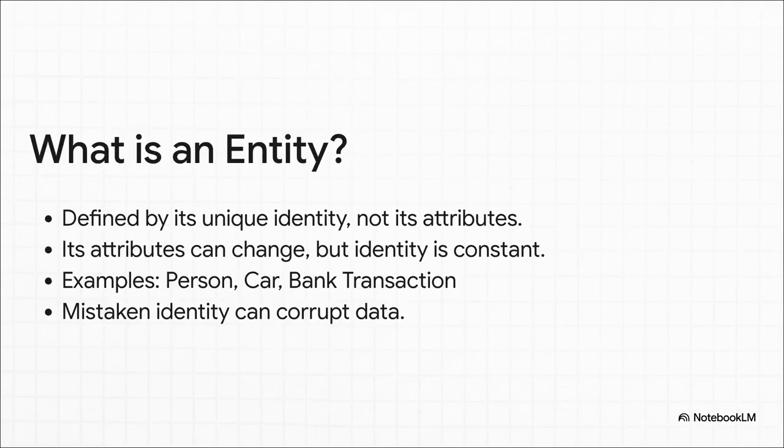So an entity is something we care about because of who or what it is, not just the data attached to it. Think about yourself. Your address can change, your job can change, your phone number can change, but you are still you. You have a continuous identity. In the software world, a specific customer account or a single bank transfer are entities. We have to track them uniquely, because if we mix up their identities, that's catastrophic. We're talking about serious data corruption.